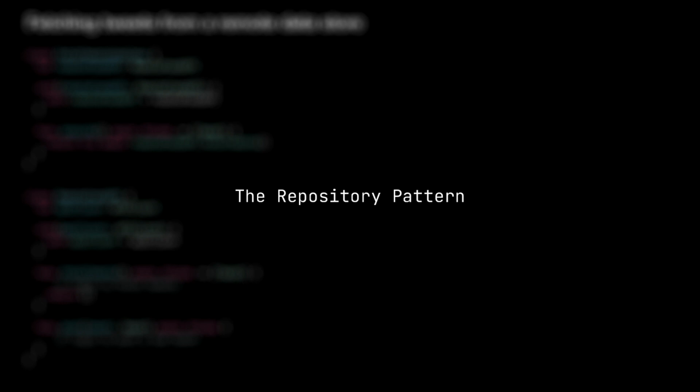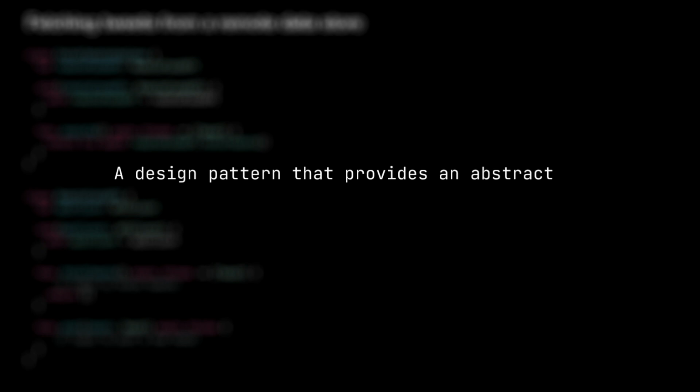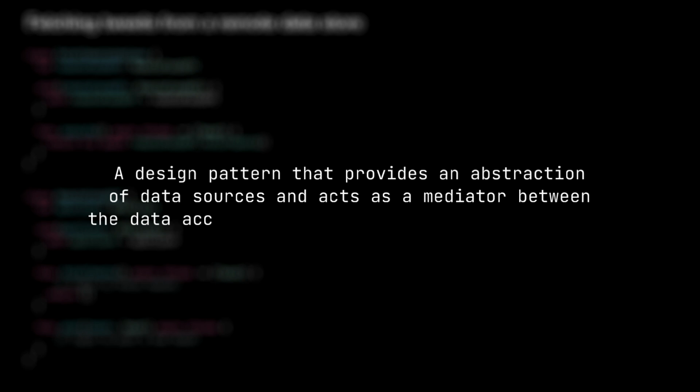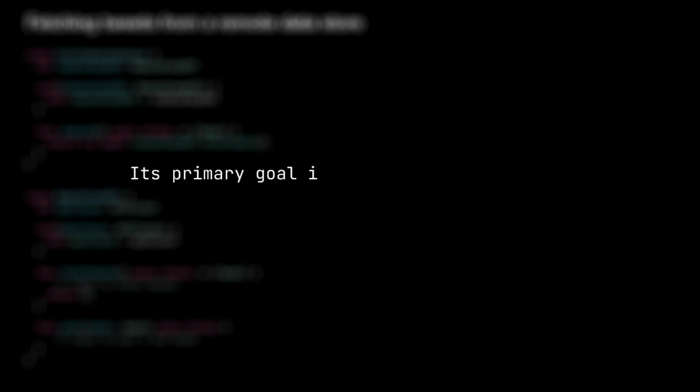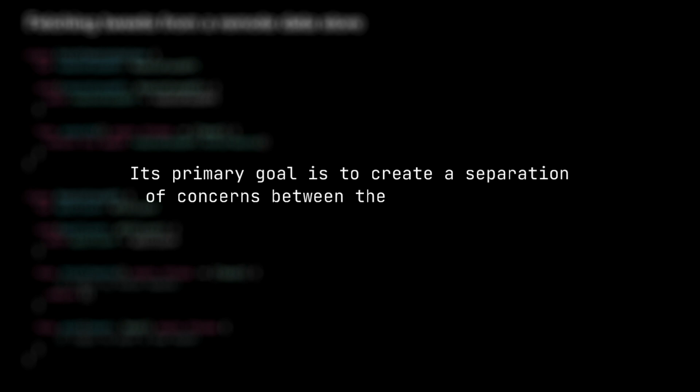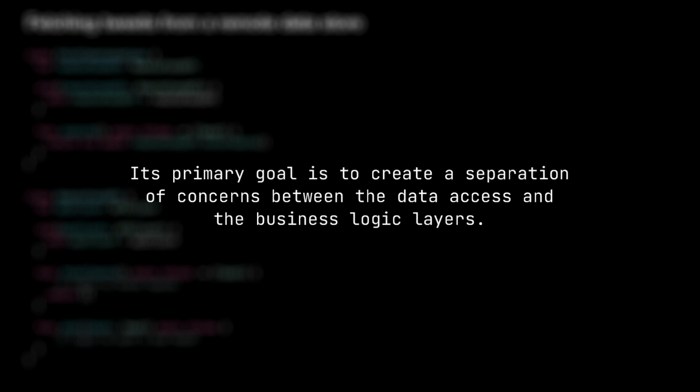Today, let's see a pattern that is commonly used in iOS, and I name the repository pattern. It is a design pattern that provides an abstraction of data sources and acts as a mediator between the data access layer and your app business logic. Its primary goal is to create a separation of concerns between those two layers. So without any further ado, let's see an example.